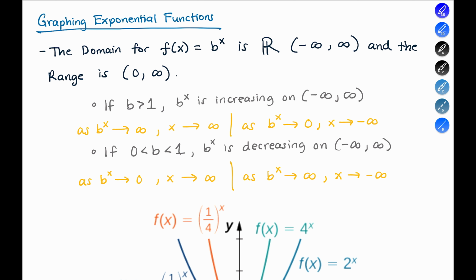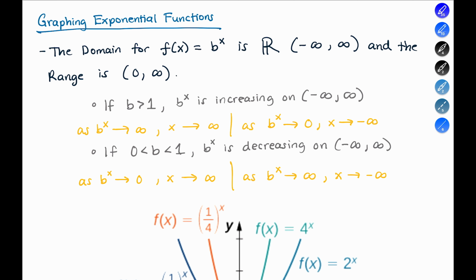So as b to the power of x approaches infinity, so as it goes up to infinity, then x approaches infinity here. And also, as b to the power of x approaches 0, so when it gets really close to the x-axis, then x approaches negative infinity. And that is true. So when we go all the way to the left, then it's approaching 0.